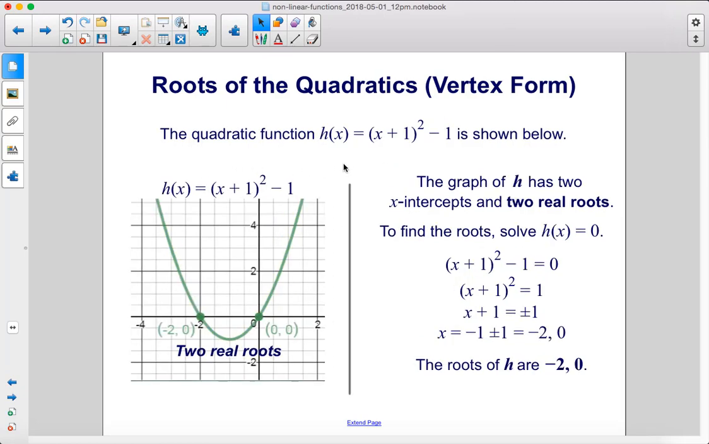The quadratic function h(x) equals (x plus 1) squared minus 1 is shown below. The graph of h has two x-intercepts and two real roots. To find the roots, solve h(x) equals 0. We have (x plus 1) squared minus 1 equals 0, therefore (x plus 1) squared equals 1. So we take the square root of both sides, x plus 1 equals plus or minus 1, therefore x equals negative 1 plus or minus 1, giving us negative 1 minus 1, which is negative 2, or negative 1 plus 1, which gives us 0. So the roots and the zeros here are negative 2 and 0.